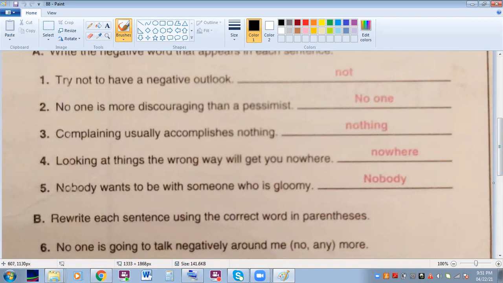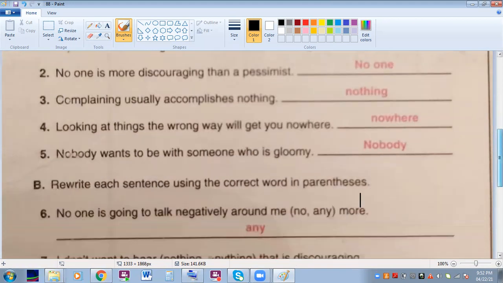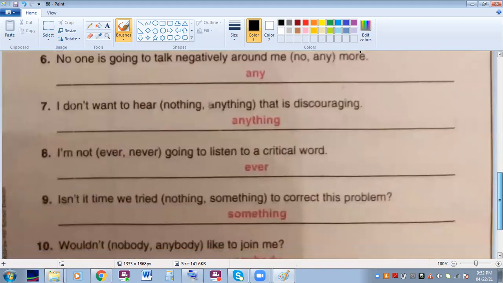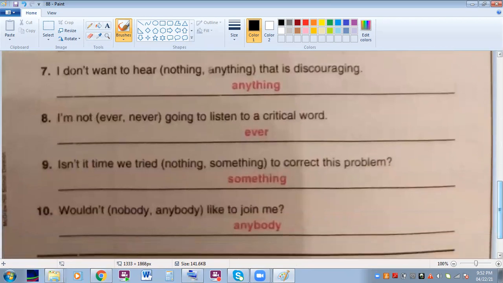Okay, it says rewrite each sentence using the correct word in parentheses. No one is going to talk negatively around me. No more or anymore. Here we have no one, already one negative in our sentence, so our answer must be anymore. I don't want to hear nothing, anything that is discouraging. We have don't in our sentence, that's a negative word. So we need a word here that is not negative. Nothing is negative, anything is not negative. It is positive. I don't want to hear anything that is discouraging.